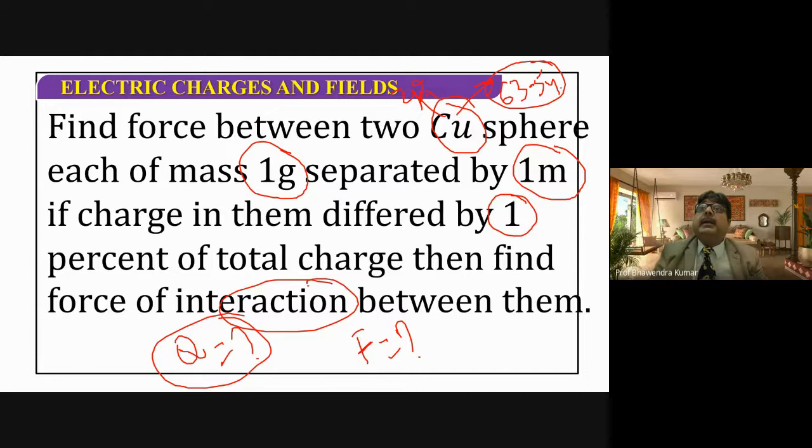20? 10 power 29. The neutral charge is 29 E, right? So you just subtract and add 1%. 1% of 29 E, yes. That is for 1 atom. This is 1 gram.